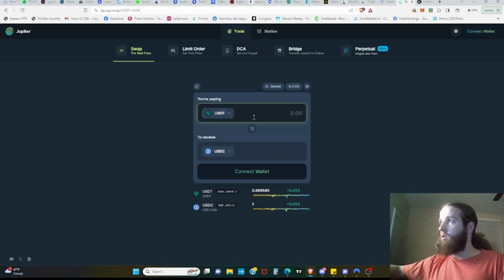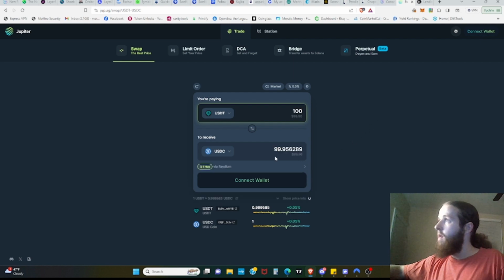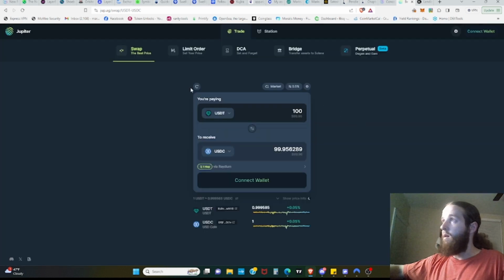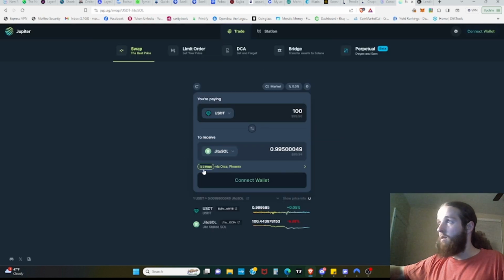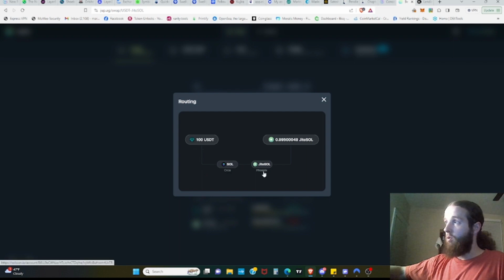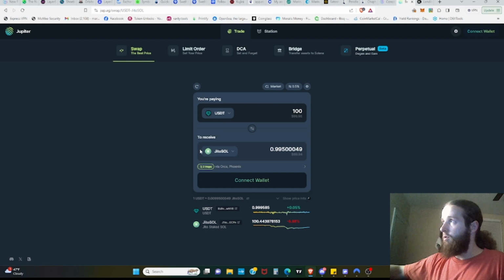So if you wanted to swap, for example, between USDT to USDC, let's put in 100. It'll get you the best price, which right now is through Raydium. As you can see, it'll show you the route that it takes. Now, if you refresh up here, okay, Raydium's the best right now. Let's see if we were going to do Jito Sol. Okay, so as you can see here, it's going to send your USDT to Orca to get Sol, then it's going to go to Phoenix to get the Jito Sol, and then it's going to get you out your Jito Sol.